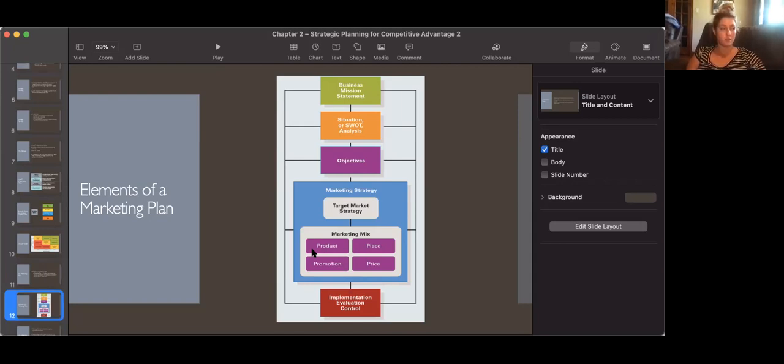This will not be the first time you hear it in this class, and this will not be the first time you hear it in any of your business classes, because the 4 Ps are like the king of marketing: the product, the place, the promotion, and the price. And as we work through the textbook, you will start to see that different chapters highlight different parts of this marketing mix.